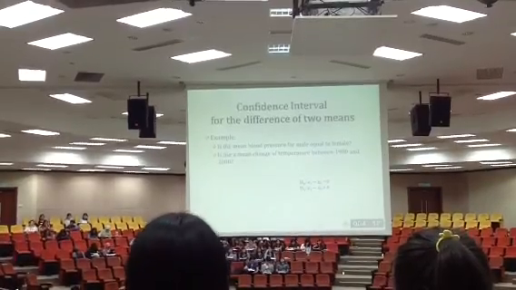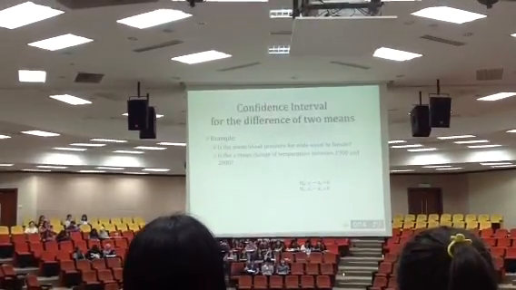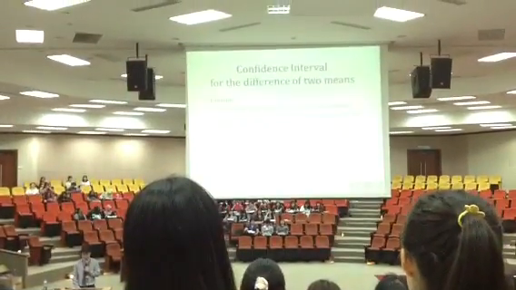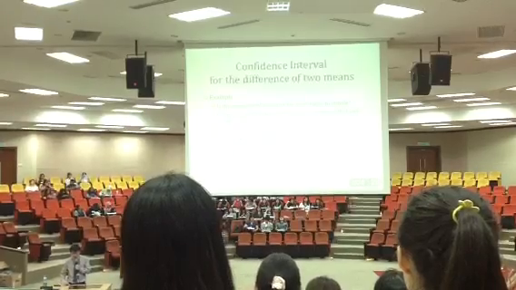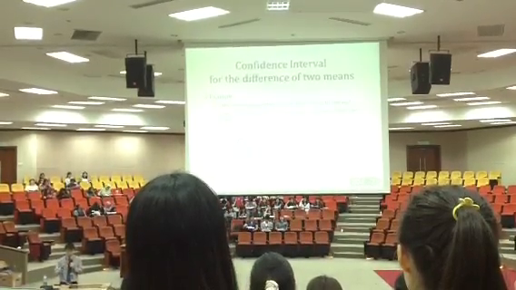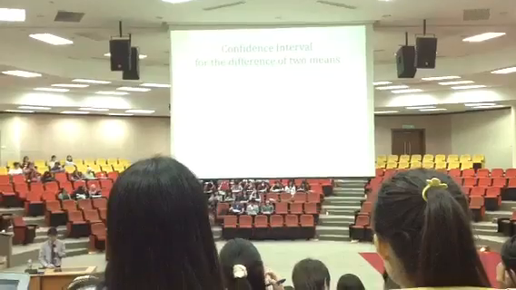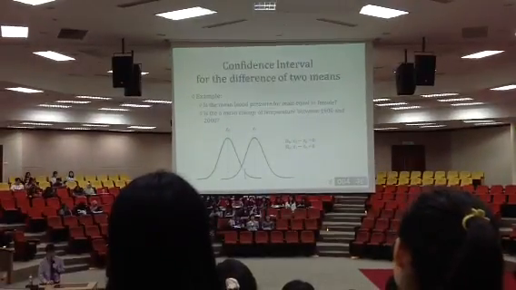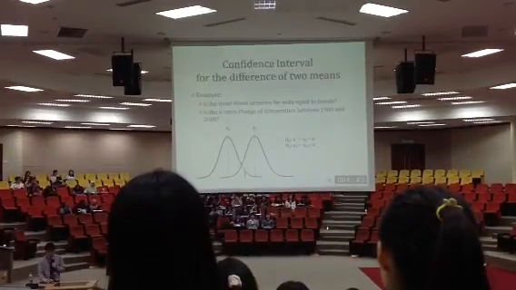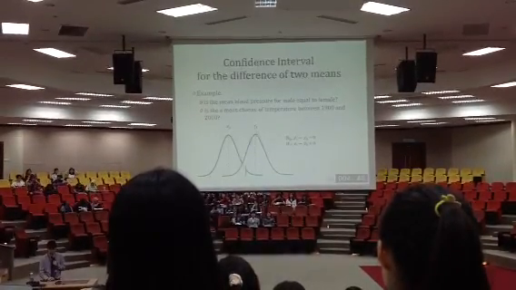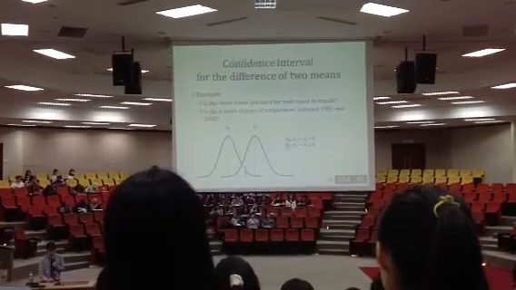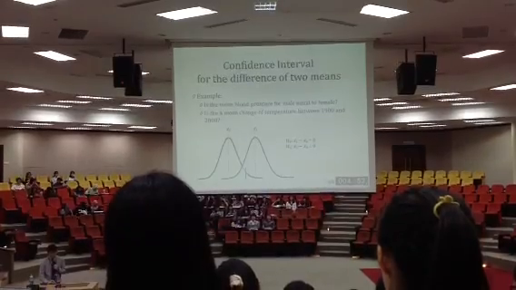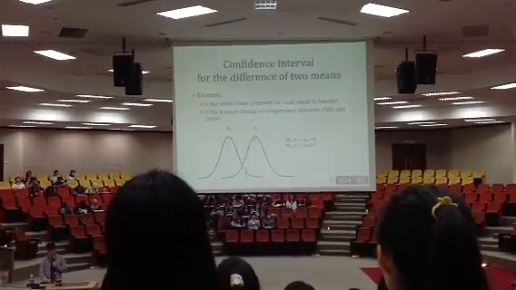Right, so example. Is the mean blood pressure for male equal to female? Is the mean change of temperature between 1900 and 2000 the same? Okay? So in this case, our null and alternative hypothesis, this is two samples. We are comparing two samples, yeah? So let's say for example, this is the mean for male. This is the mean for female. Okay? So our null would be that the mean of this minus the mean of this equals 0.